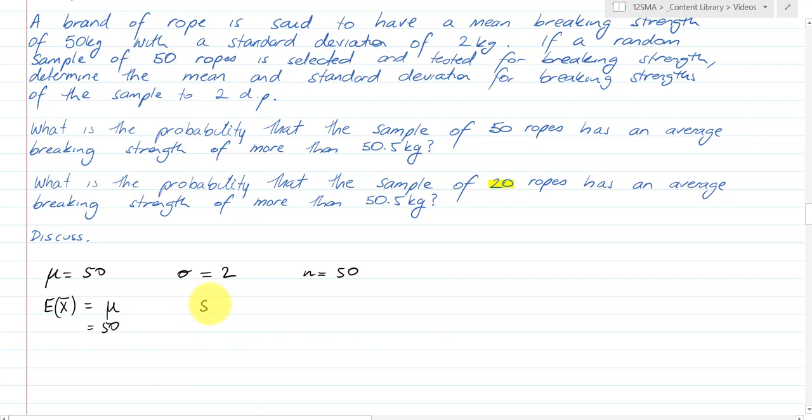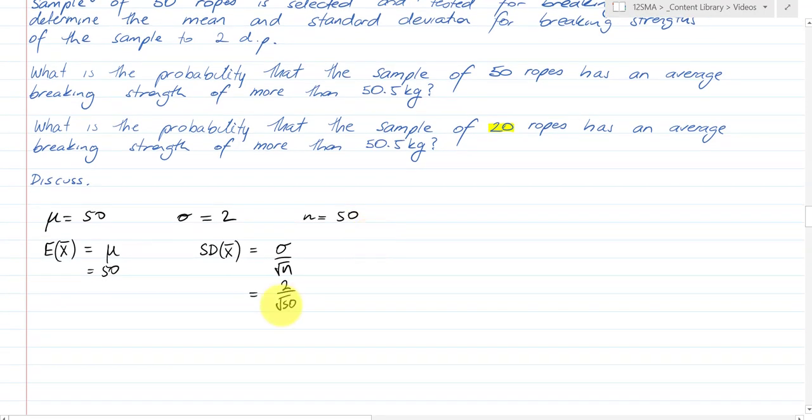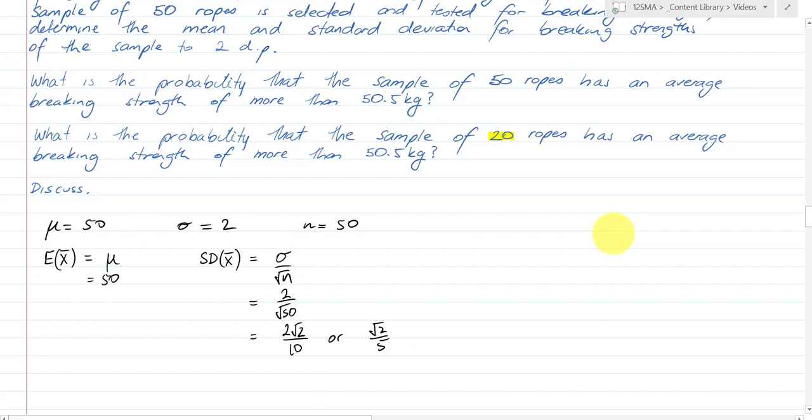And we're asked to find the standard deviation. The standard deviation of x bar is equal to sigma over the square root of n, which in this case is just 2 over the square root of 50. Now the square root of 50 can be written as 5 root 2. So I could write this down as 2 root 2 over 10, or root 2 over 5. So that's my standard deviation. Whatever that's equal to, you can work out the exact value, although it does say to 2 decimal places, so I probably should work out the exact value.